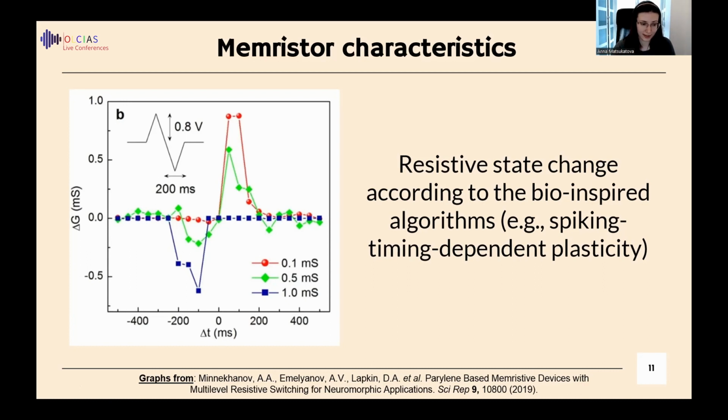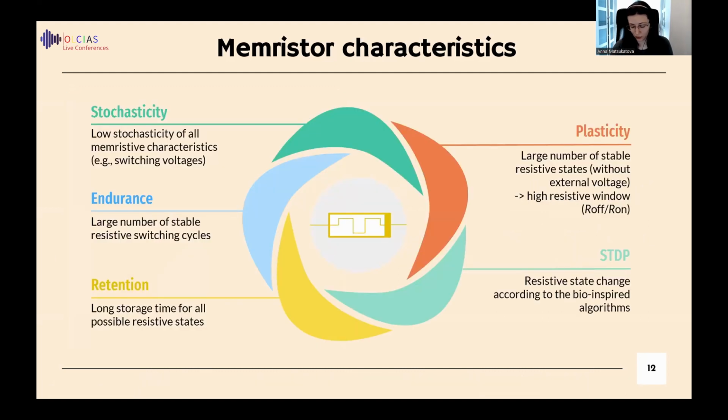So I guess that these kind of curves are very familiar to all of you, and as can be seen, these kind of curves can be implemented with memristors as well, with good memristors, of course. So here we come to a problem with the memristors, that all of its characteristics should be good in order to create a synapse. I have told you about stochasticity. It should have low stochasticity of all memristive characteristics.